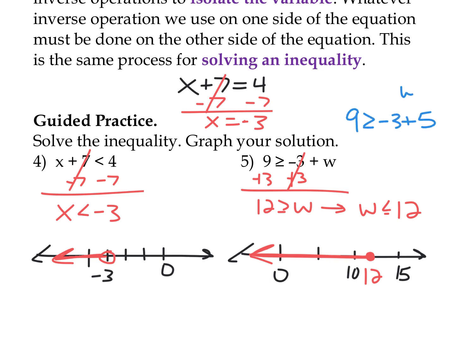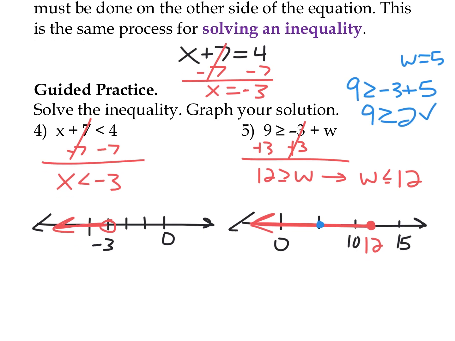okay, for w equals 5, checking that point. Right, we're checking this point right here to see that that's a solution. We have 9 is greater than or equal to 2. That's true, so that shows me 5 is a solution. I have a good idea that my answer is correct. It's a little less exact when we're doing inequalities, but you can still check by plugging in numbers that are part of that solution set that you've graphed.